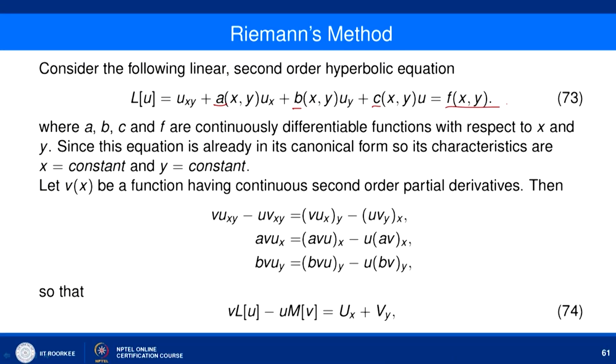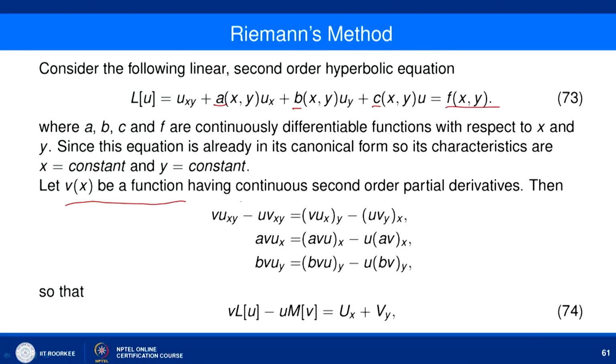Since this equation is already in its canonical form, its characteristics are x equal to constant and y equal to constant. So, here x and y are the characteristic coordinates. Okay. So, now we try to solve this Lu equal to f using Riemann's method.